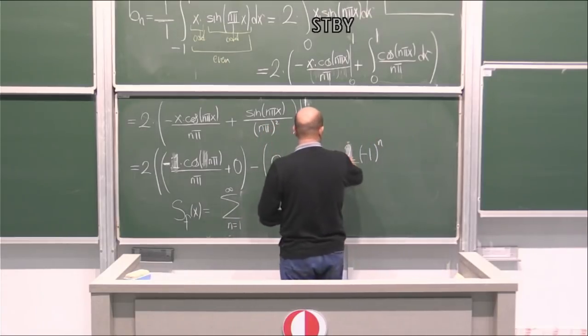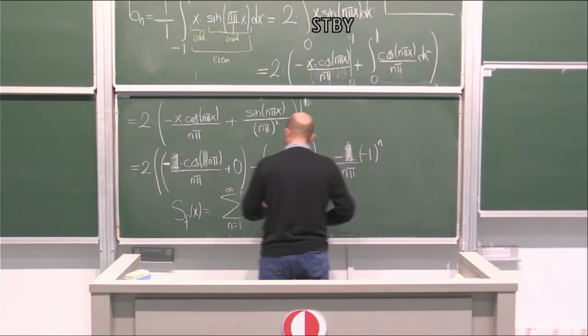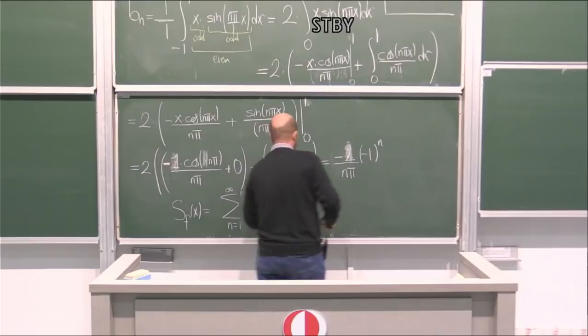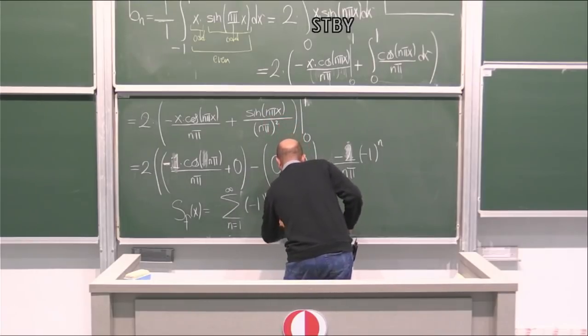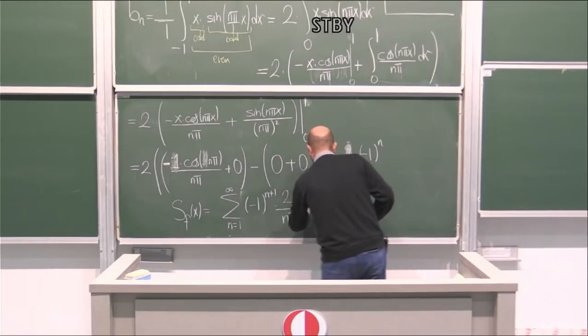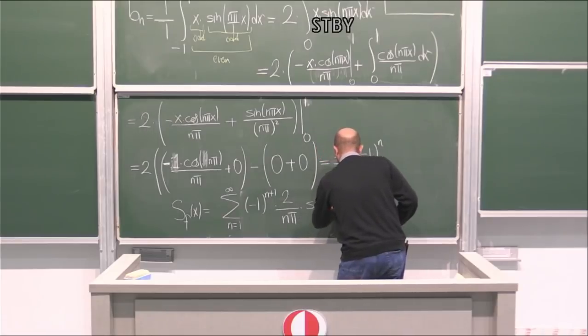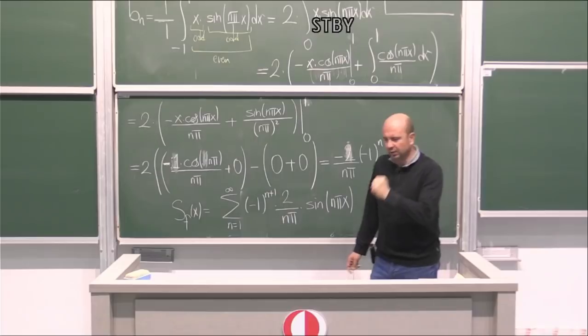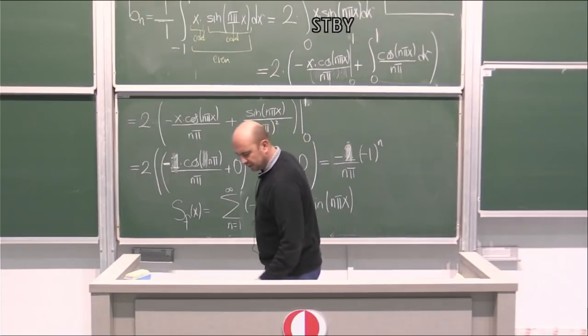So we will have, now I can just take minus inside. So we have minus 1 to the n plus 1 times 2 over n pi times sine n pi x. That's what we have now here. All right.